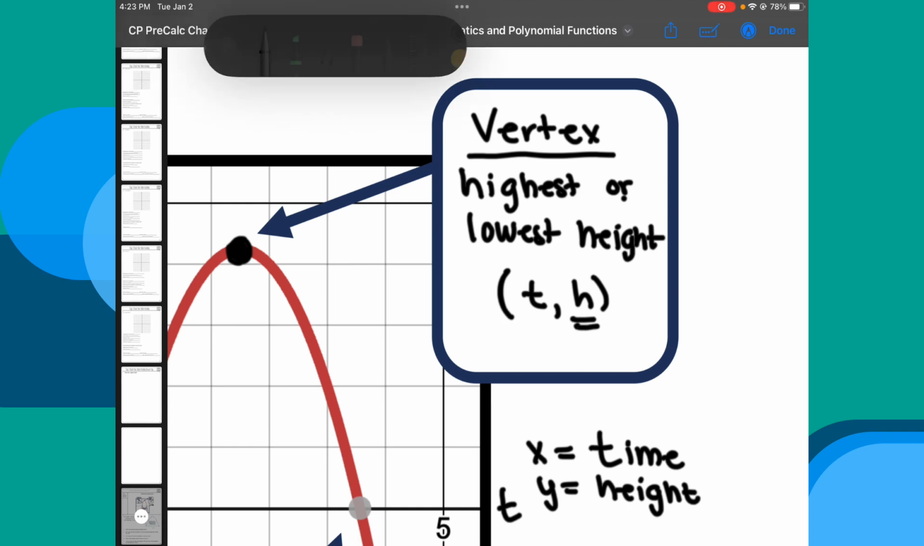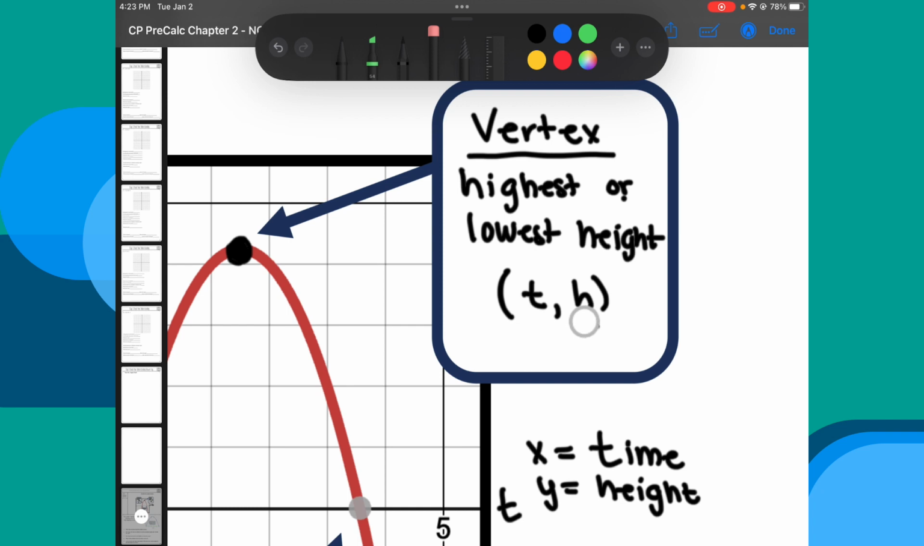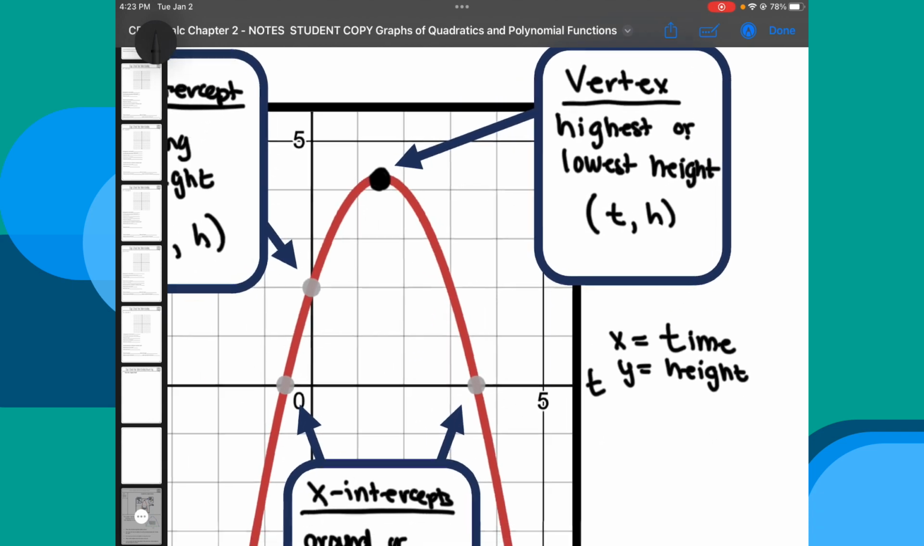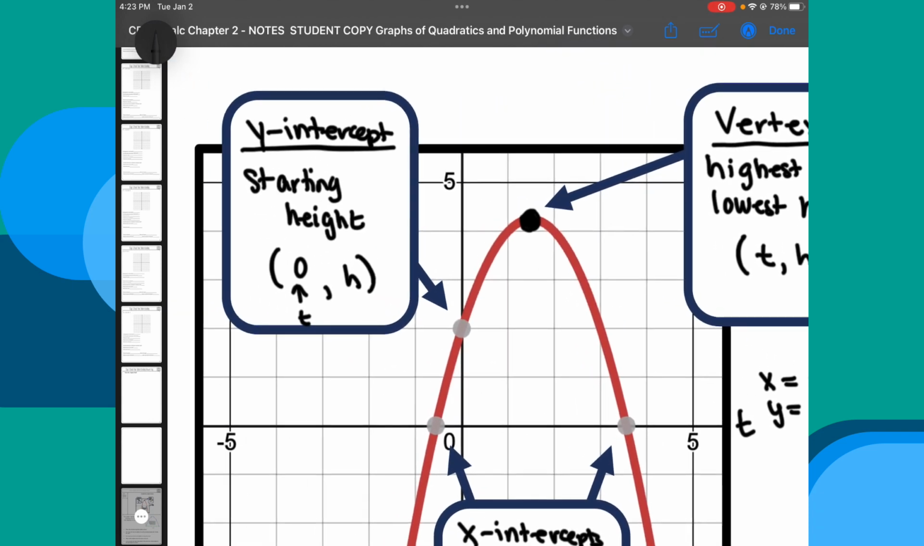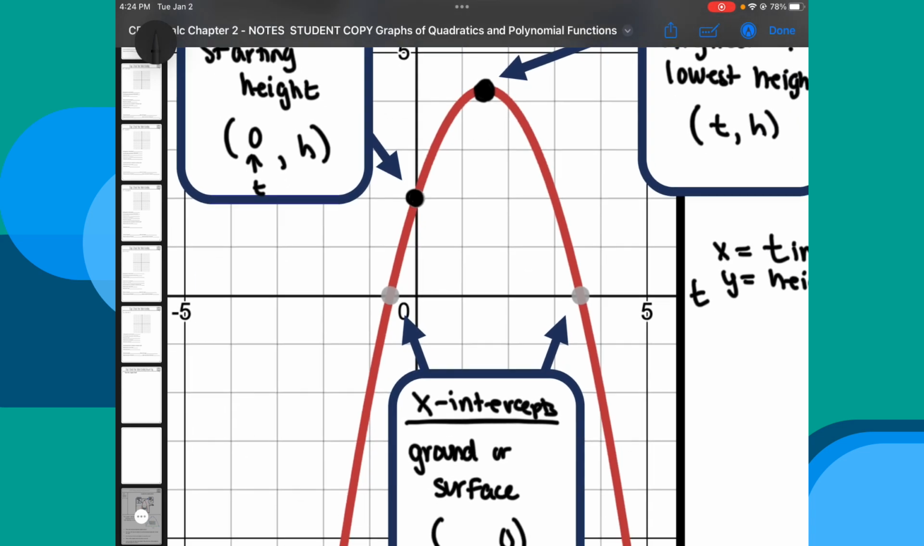If they ask for the time at which that happened, then we are solving for the x value of the vertex. You also have your y-intercept. Your y-intercept is your starting location of the object, whether it's going up or down. And you know it's the starting because the t value, or x value, is 0. So you're saying that's 0, no time has passed. So what's the height at that place?